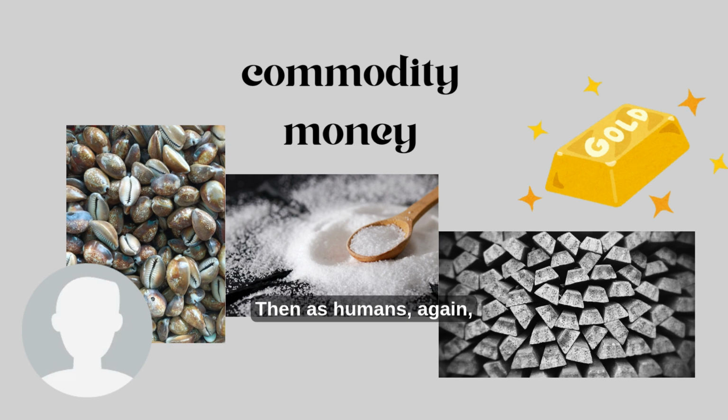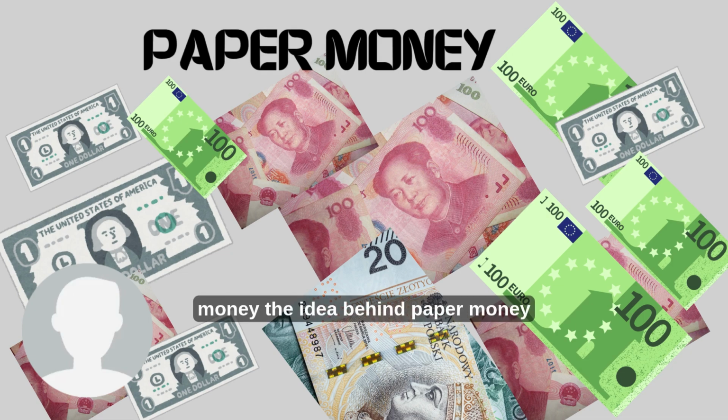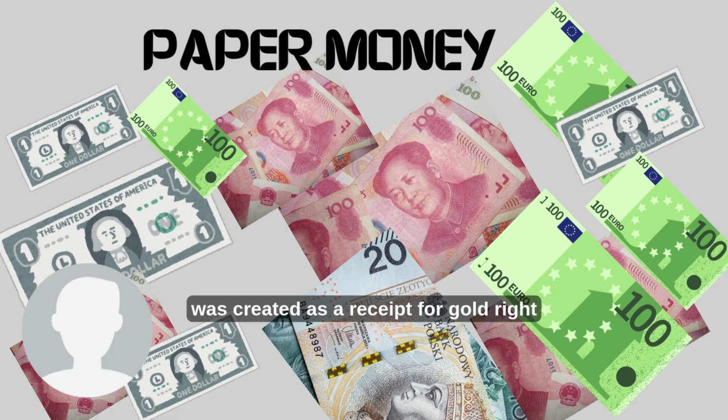Then, as humans again, they came up with another idea, which is paper money. So the idea behind paper money was that paper money was not created to be a means of legal tender or a means of exchange in the early stage. It was created as a receipt for gold, right? When you buy gold, they issue you a receipt.